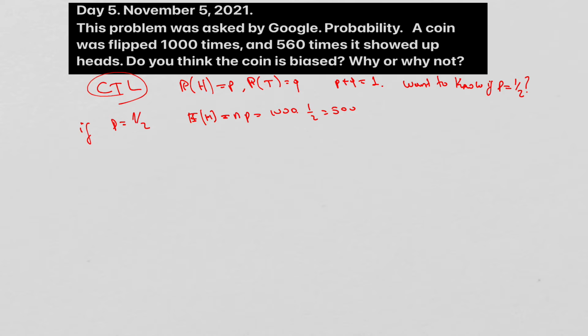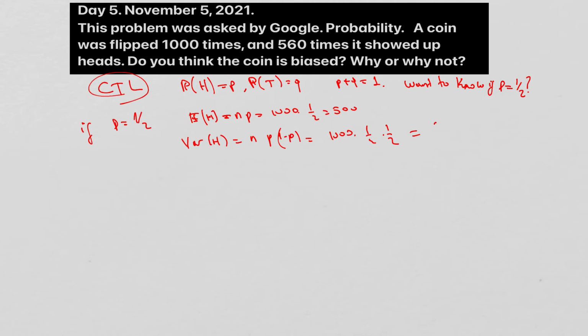The same way, the variance of H is n times P times 1 minus P, right? Now, if P was 1 over 2, then this is going to be 1,000 times 1 over 2 times 1 over 2, which is 250. Then the standard deviation would be what? Sigma would be the square root of 250, which is 15.8, approximately.